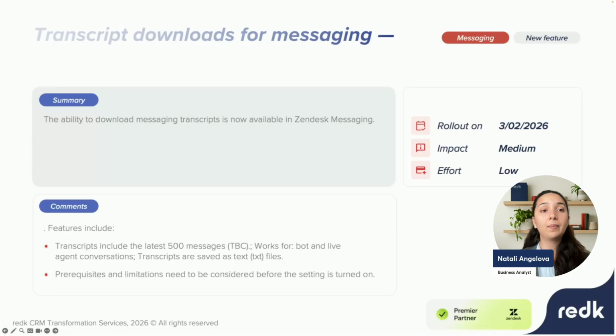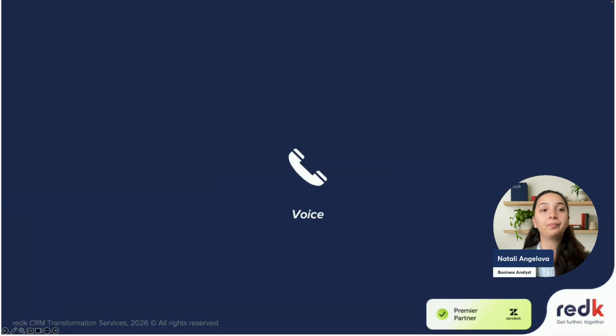Going to messaging, transcript downloads for messaging. Zendesk introduced a new self-service transcript download capability for Zendesk messaging. With this update, end users can download the transcript of their conversation directly from the native messaging experience. The option is available at any time during a conversation, provided that the end user has sent at least one message. The capability is available now for the web widget and will be available for mobile SDKs in March. This feature is turned off by default. You can turn it on or off in Admin Center as a global setting that affects all channels.